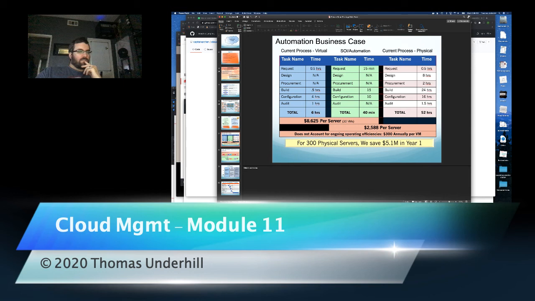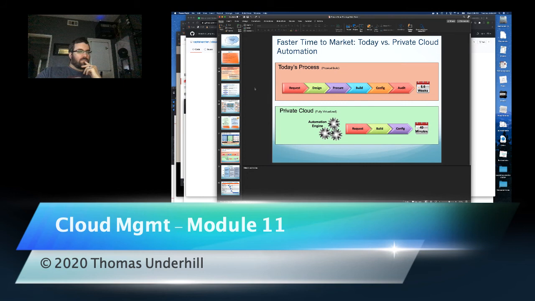And then we also show what the cost is here versus the cost, okay, the savings. And so for this many servers, we saved 5.1 million in a year. Okay? Then we went on to the next piece of our business case. We're going to improve the time to market for the business. Okay? So today we've got all these manual steps. The whole process takes 8.5 weeks.